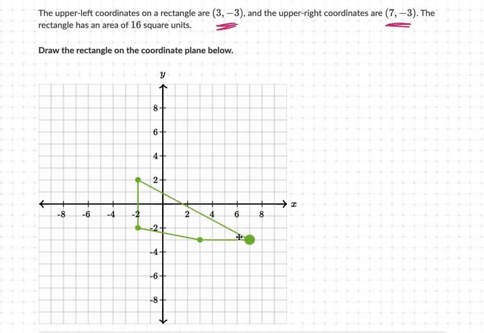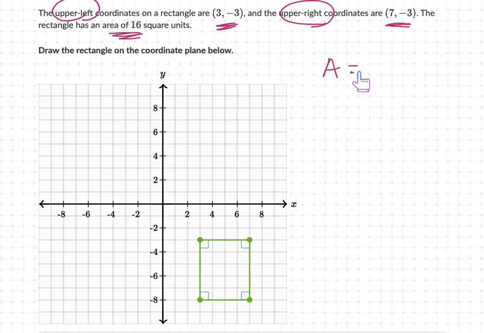Okay? That says that it's the upper left and the upper right. So these two are going to have some more points down here. I don't know where they are. I'm just putting that there for now. But we know that this is the top because it's the upper left and upper right. They said that this rectangle has to have an area of 16 square units. Area equals 16 square units.